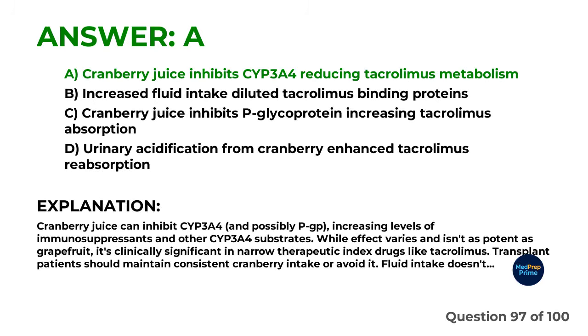Correct answer, A. Cranberry juice can inhibit CYP3A4 and possibly PGP, increasing levels of immunosuppressants and other CYP3A4 substrates. While effect varies and isn't as potent as grapefruit, it's clinically significant in narrow therapeutic index drugs like tacrolimus. Transplant patients should maintain consistent cranberry intake or avoid it.